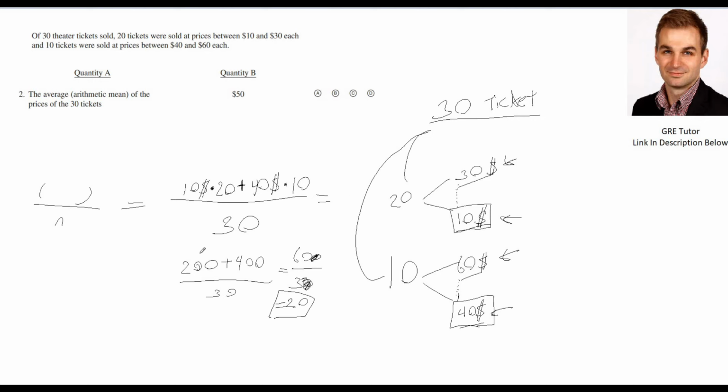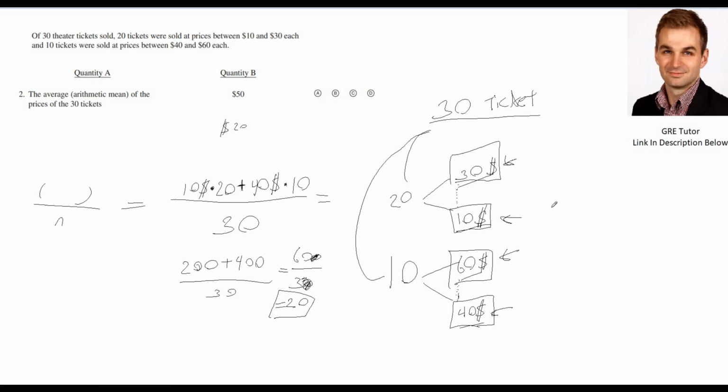So now what are we going to do? We've seen that if you have the lowest range, you're going below 50, you're at $20. Okay, now let's check the highest range. Now let's check $30 and $60. If we sell 20 tickets at $30 and 10 tickets at $60, what do we get?